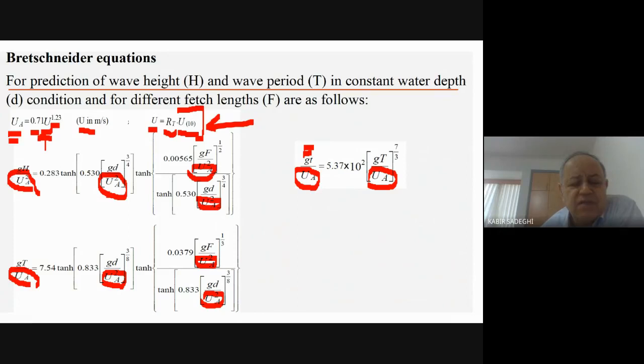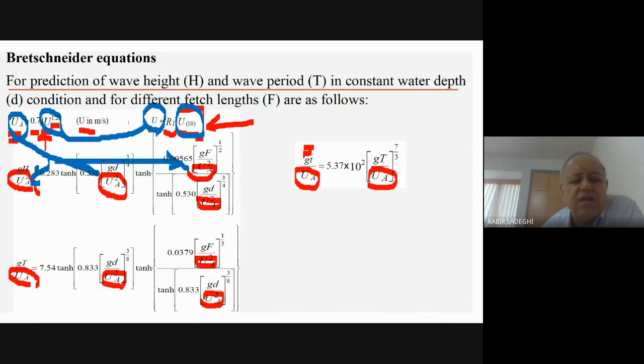Let me change the color. We started with U10 measured at the deck of the ship. We calculated U and applied U here. We calculated UA. And we applied UA in the formula. This is the effect of wind velocity on wave height, wave period, and the duration of wind that we calculate.